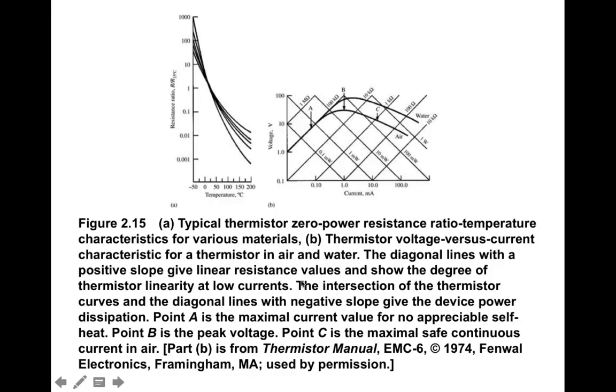The diagonal lines here would give the linear resistance values and show the degree of linearity at low current. So when we come down here to the low current milliamp range, you can see we follow a fairly linear path. The intersection of the curves with the diagonal line with negative slope will give you the device power dissipation.